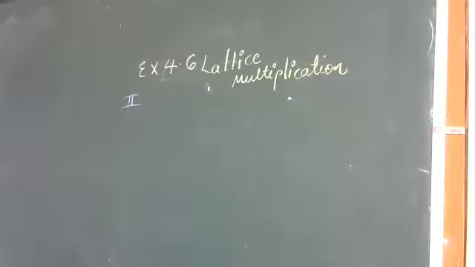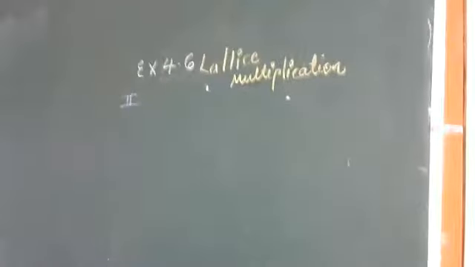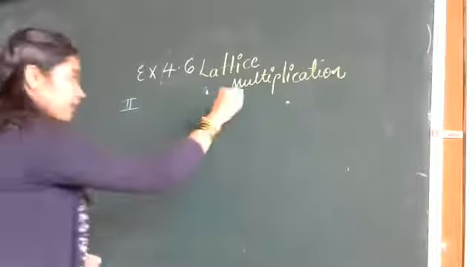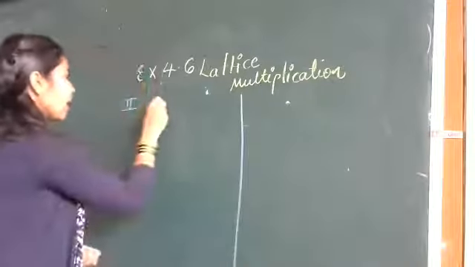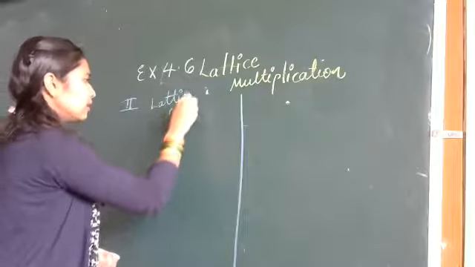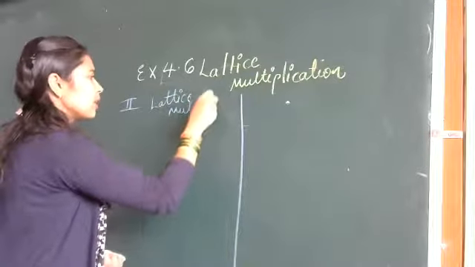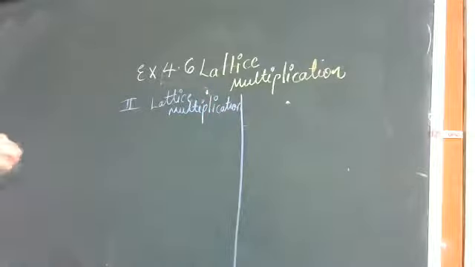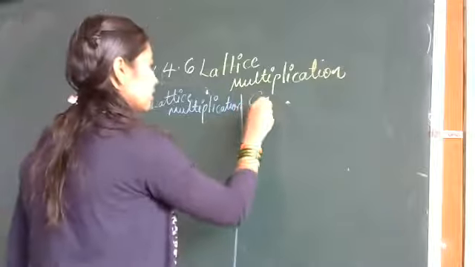Second, you have to find the product using both the methods. Okay, Darshana, just mute your audio. Now we have to use both the methods. So what I will do? I will do the lattice multiplication here, and here I will do the general method.